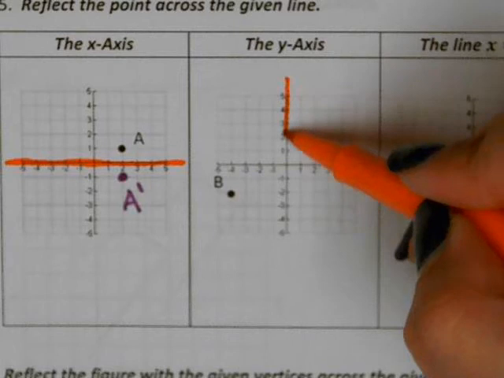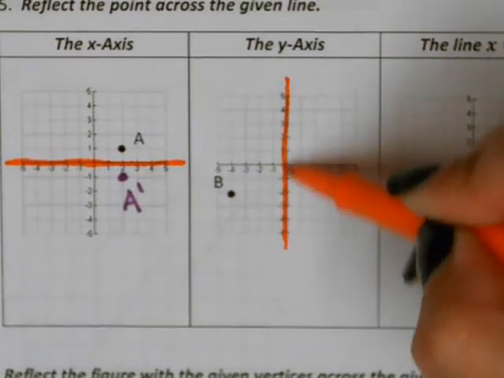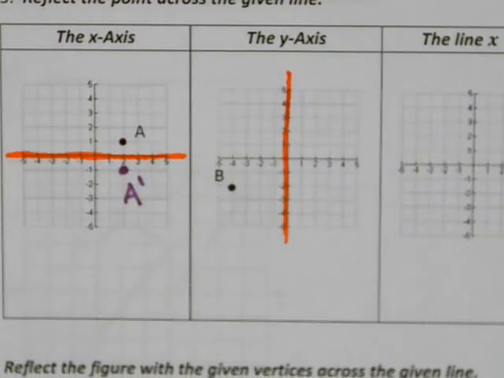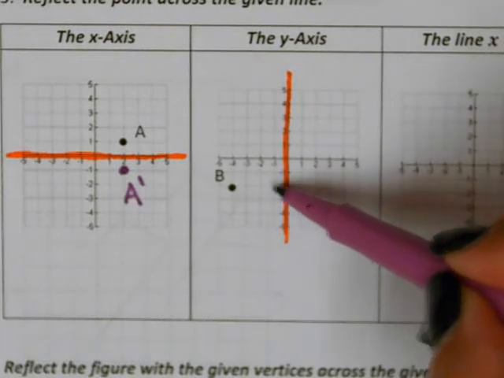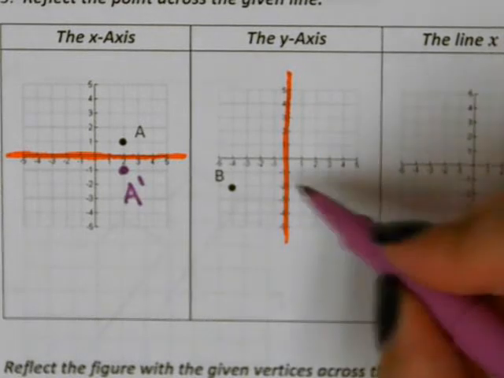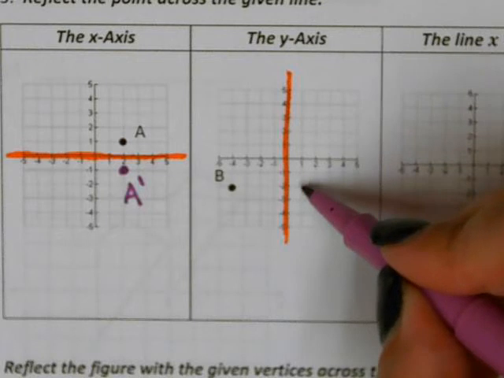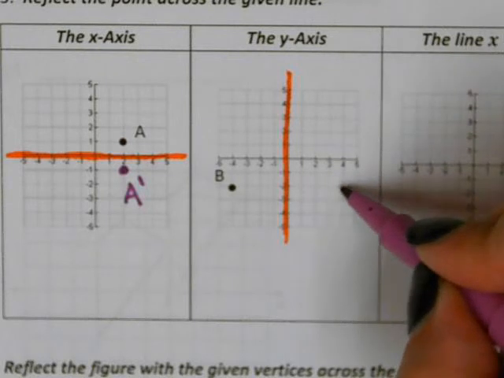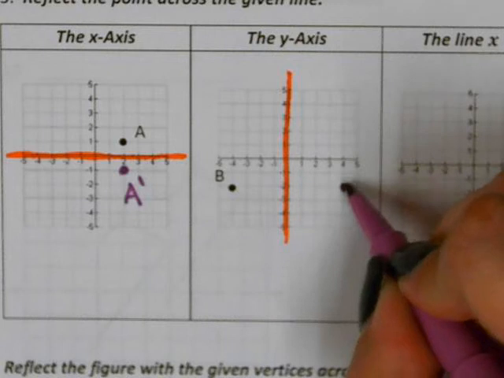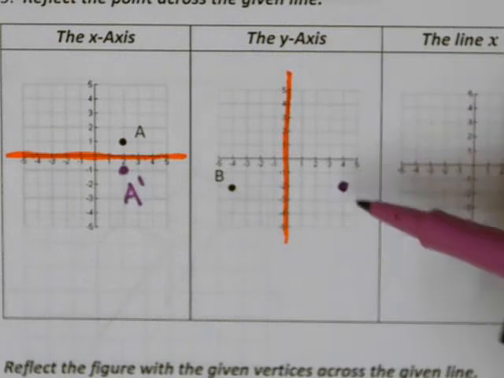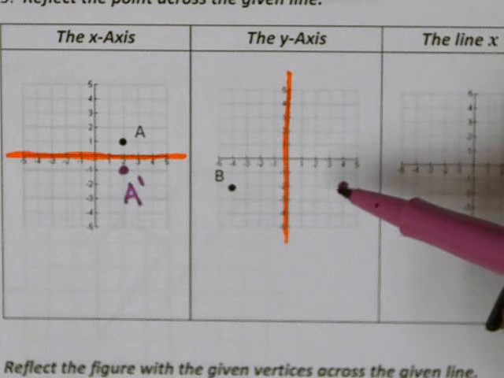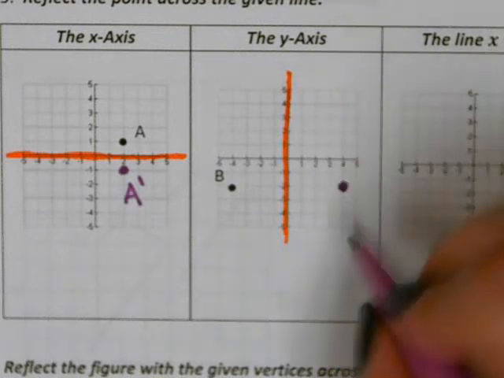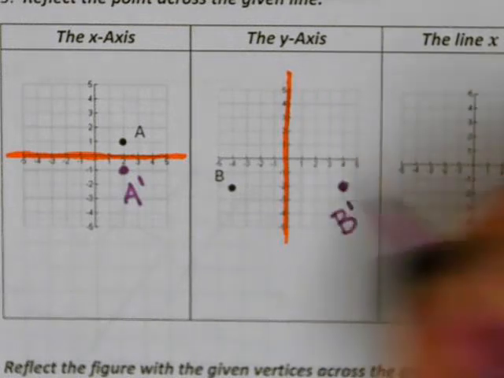All right, the y-axis, so that is the vertical one. So here's my line of reflection. Now I'm going to figure out how far away I am. I'm 1, 2, 3, 4 units to the left, so I'm going to go 4 units to the right. 1, 2, 3, 4. Notice that nothing else about it changes. I'm still on the same horizontal level because I'm reflecting across this vertical line. And there is B prime.